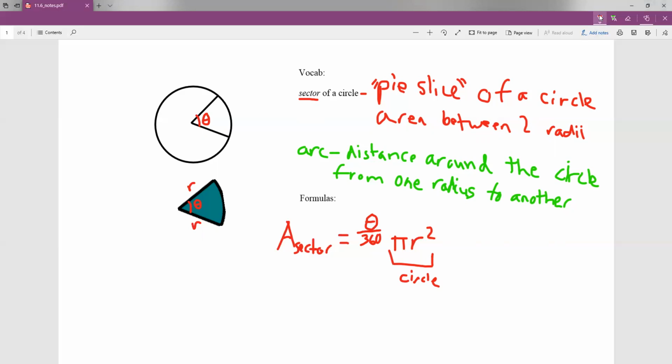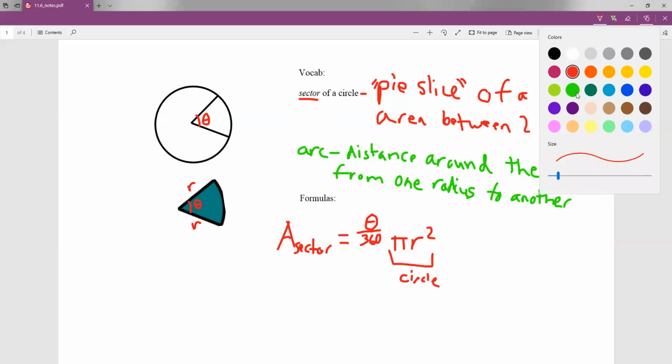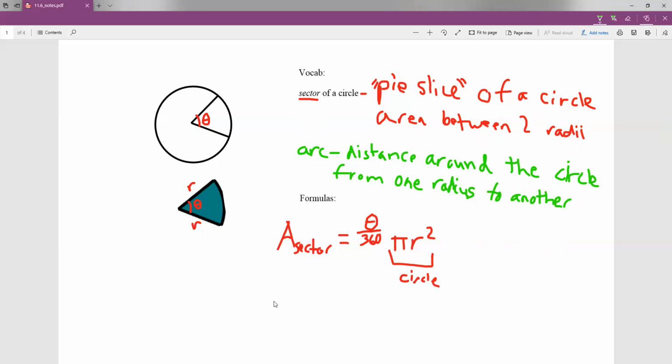Now I bet you could even come up with the arc length on your own. I think you would know that pretty easily based off the area of a sector. Arc length corresponds to the circumference of a circle, right? So the arc length is just a portion of that whole circumference. What portion is it? Well, it's this angle measure over 360 of it.